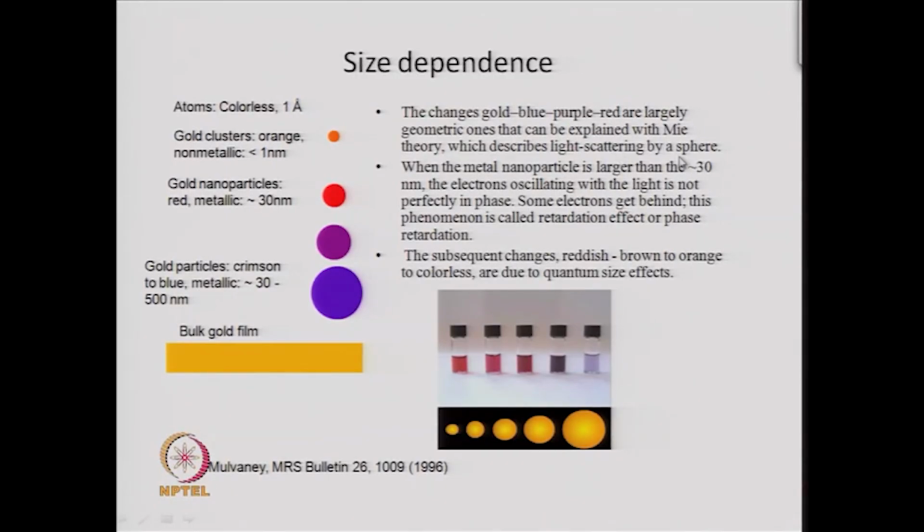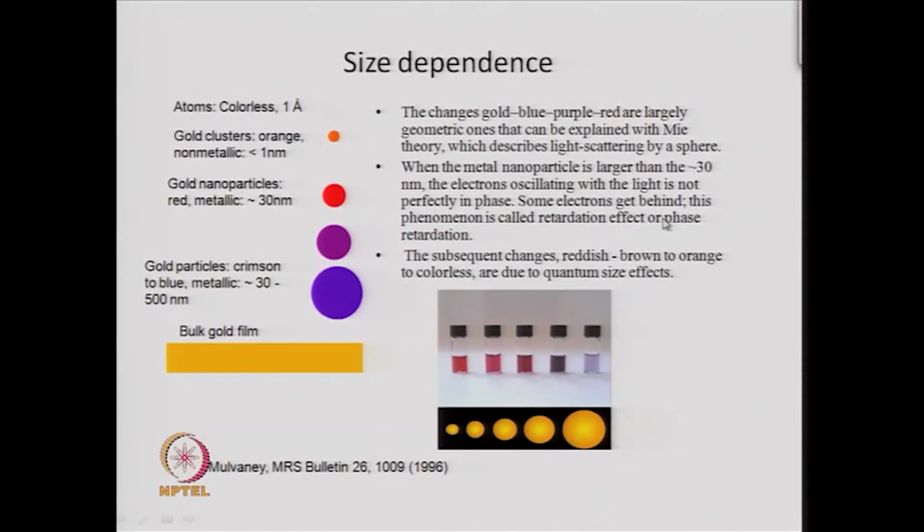So, light scattering by the metal sphere is explained by Mie theory, which gives rise to the gold, blue and purple colors, these colors for large particles. This is when the metal nanoparticle is larger than approximately 30 nanometers. Then the reason these large particles have colors is that some of the electrons which are oscillating with the field are not in phase.